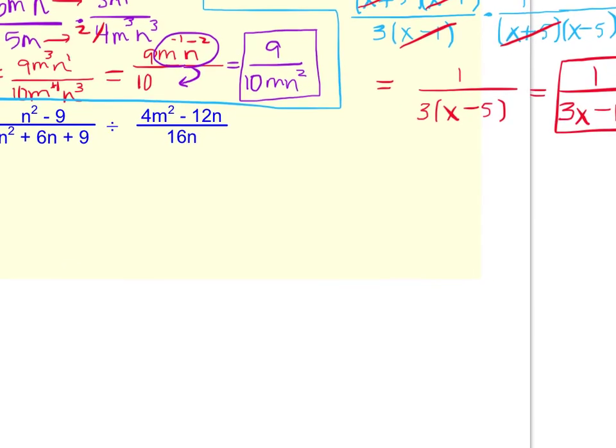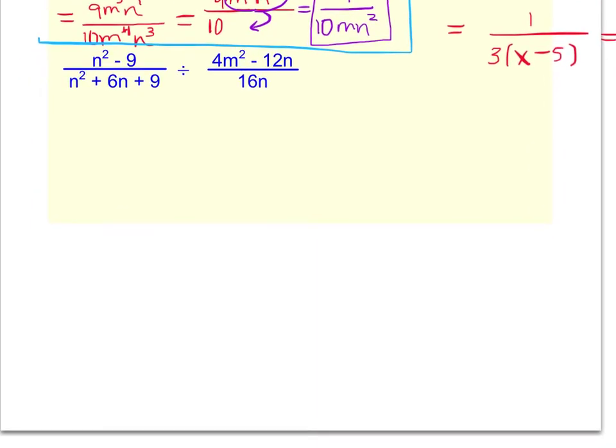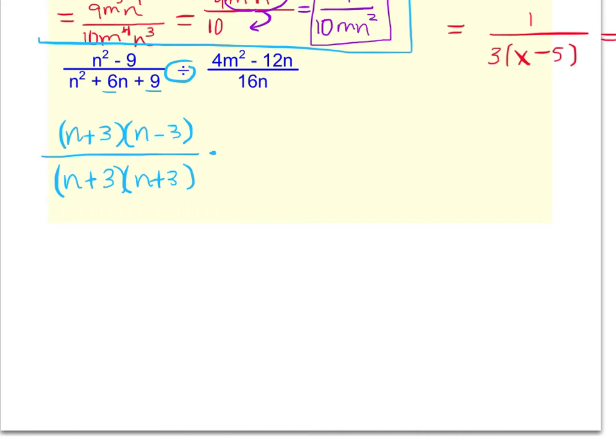Alright, last example. Again, factor everything that you can factor, and we're going to flip and multiply that second fraction. So n squared minus 9, difference of squares, n plus 3, n minus 3, over n squared plus 6n plus 9, factors of 9 that add up to 6, that will be a 3 and a 3, so n plus 3, n plus 3. This division becomes multiplication, and then we're going to flip those. So that 16n goes on the top, no factoring we can do there. 4, I think that's a typo, that should be an n.